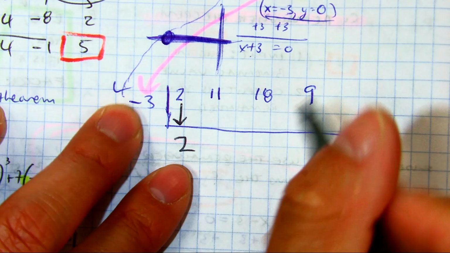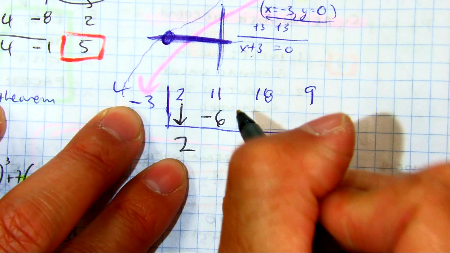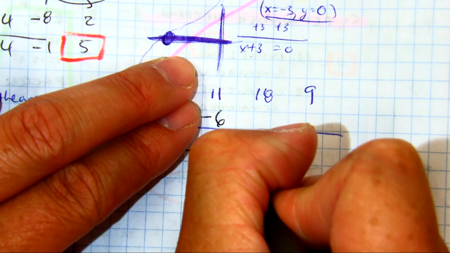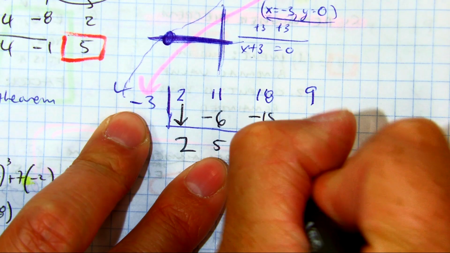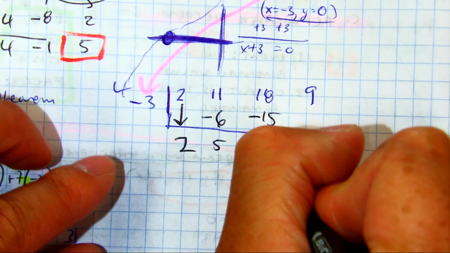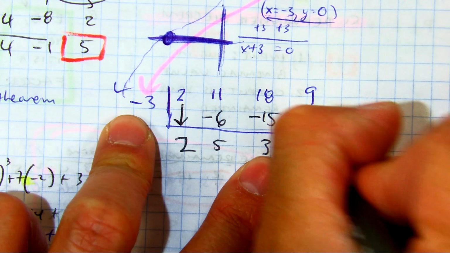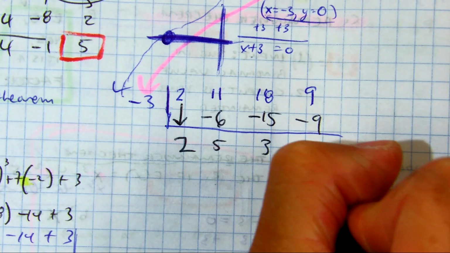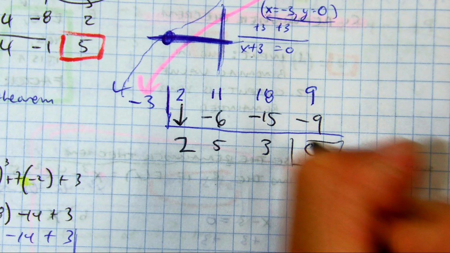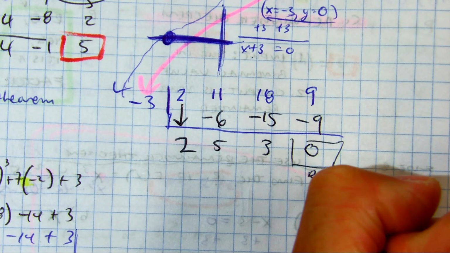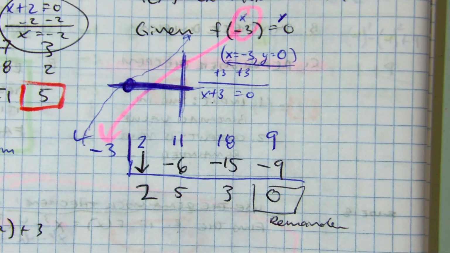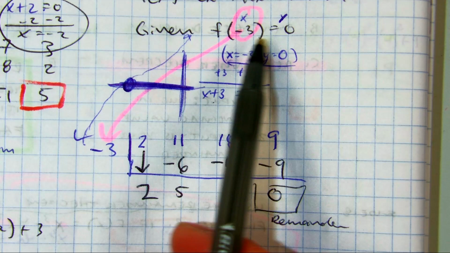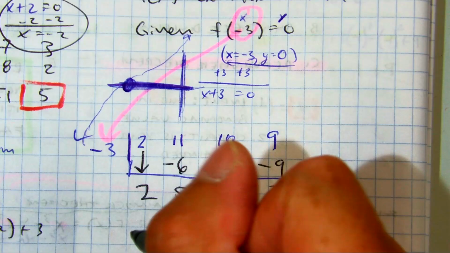Multiply. Add. Multiply. Add. Multiply. Add. We already knew that, right? This one means the remainder. Remainder. This already verified to us that this is a factor. We already know it. It told us that. Okay, this is what I want to know.